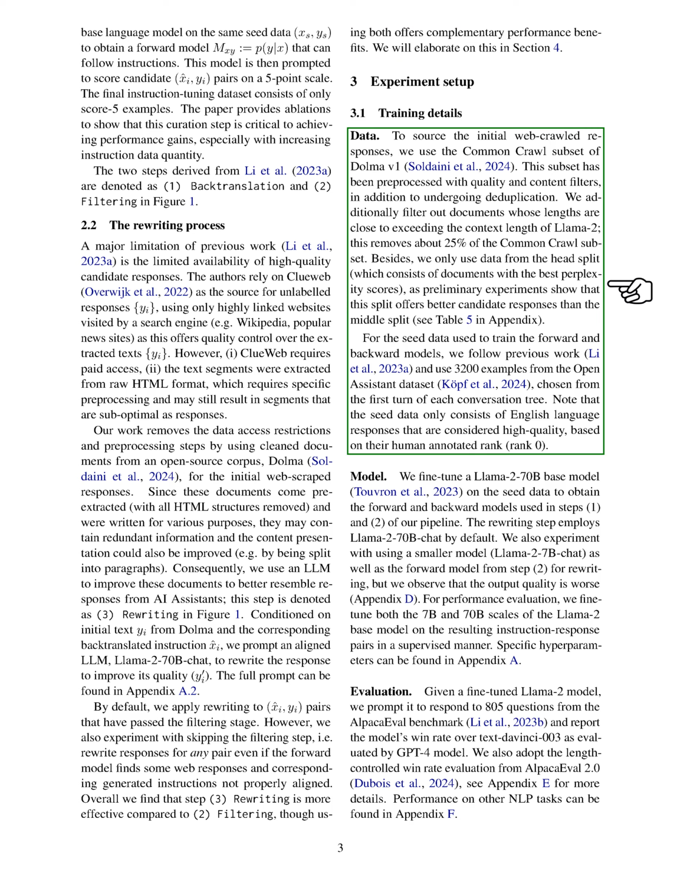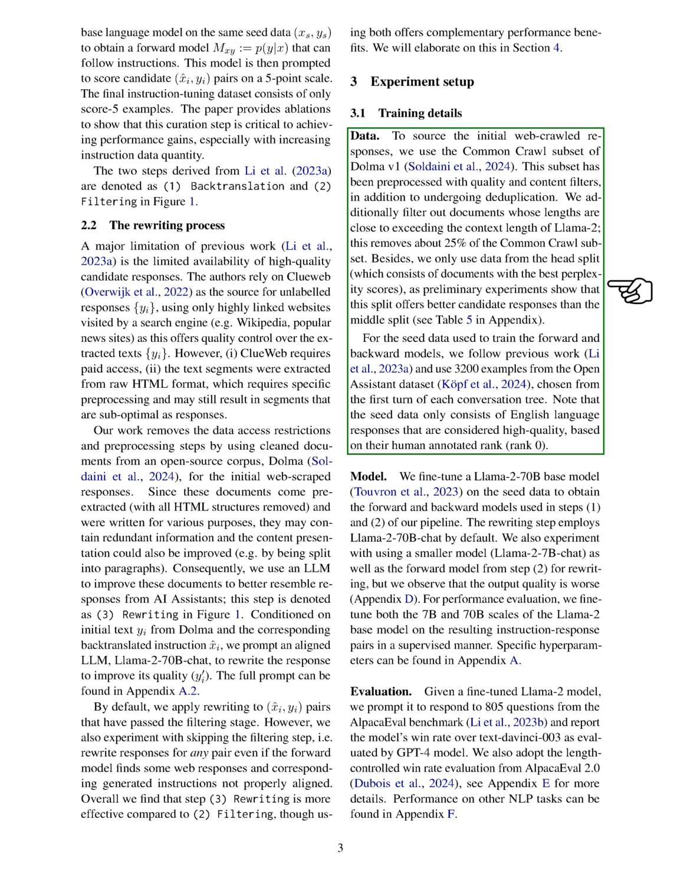For our experiment setup, we source the initial web-crawled responses from the Common Crawl subset of DOLMA v1. This subset has already undergone quality and content filtering, as well as deduplication. We also filter out documents that are close to exceeding the context length of Llama 2, which removes about 25% of the Common Crawl subset. We focus on the head split, which contains documents with the best perplexity scores, as our preliminary experiments indicate it yields better candidate responses than the middle split.